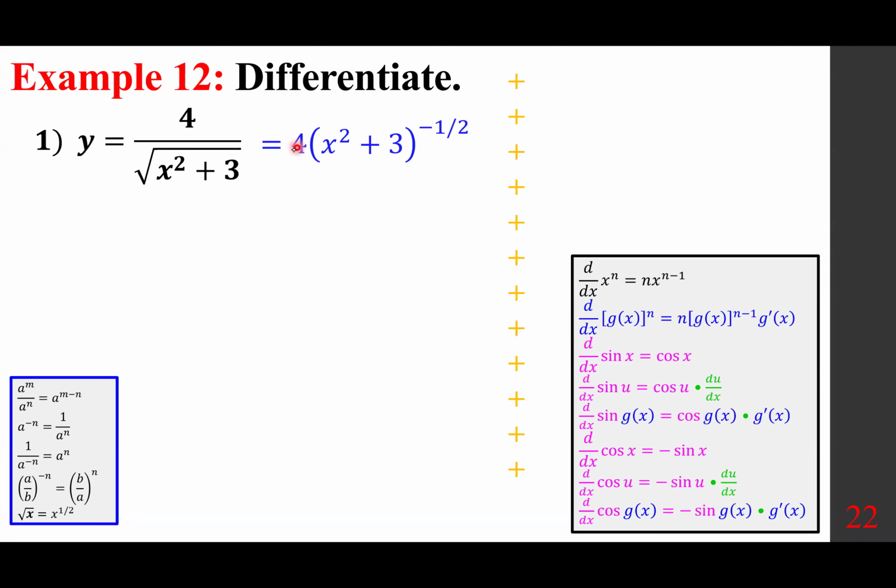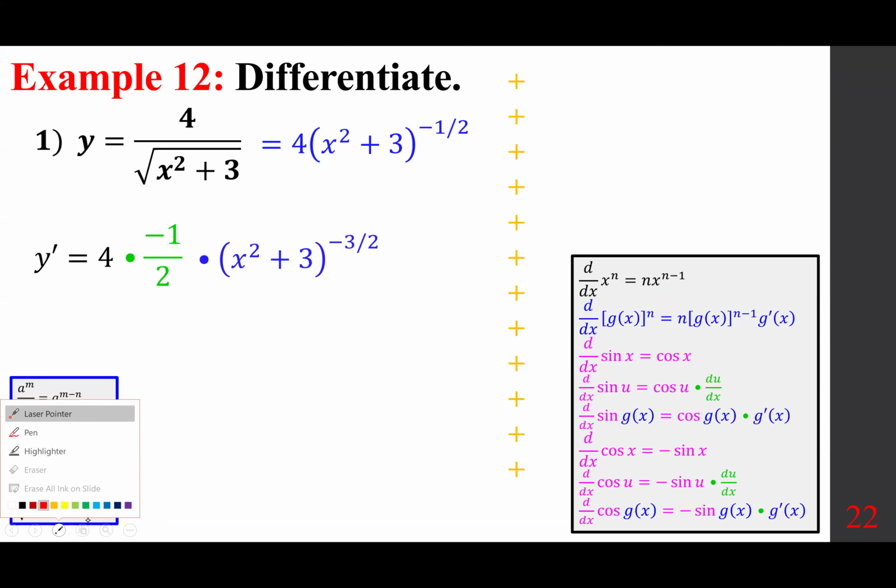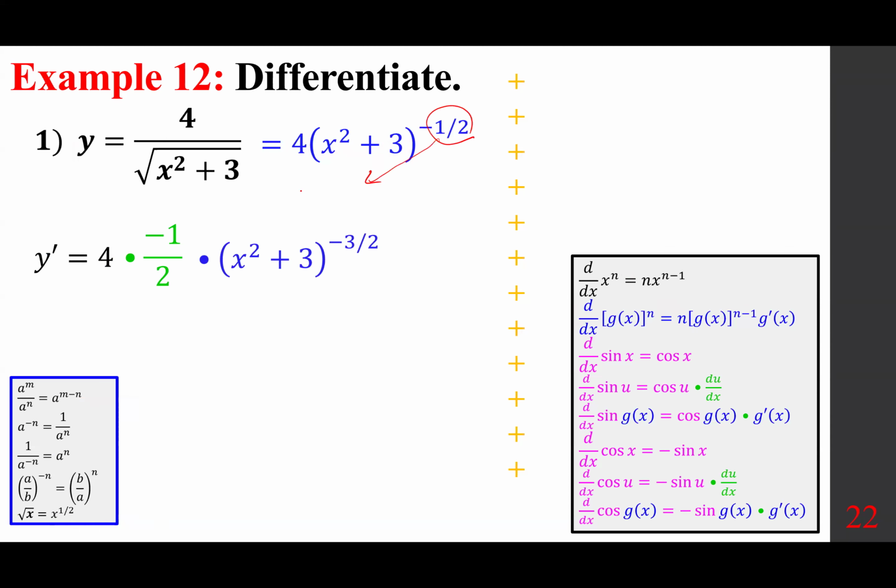So y prime, number 4 doesn't go away, it just remains. Then n is negative 1/2. Then g of x to the power of n minus 1, the same thing to the power of n minus 1. Subtract 1 from -1/2, you get -3/2. Let me make sure we understand this. So this -1 gives you this one. So we are here, and now g prime, the derivative of the inside, that's the meaning of it, which is 2x.